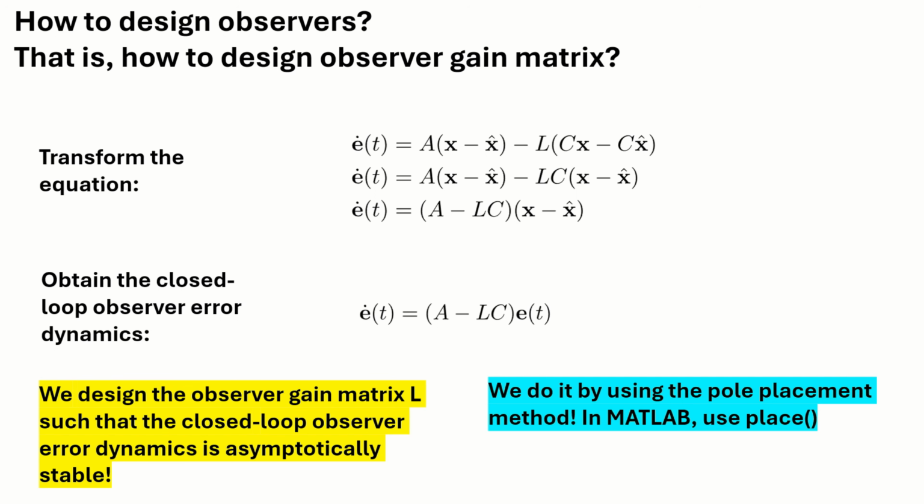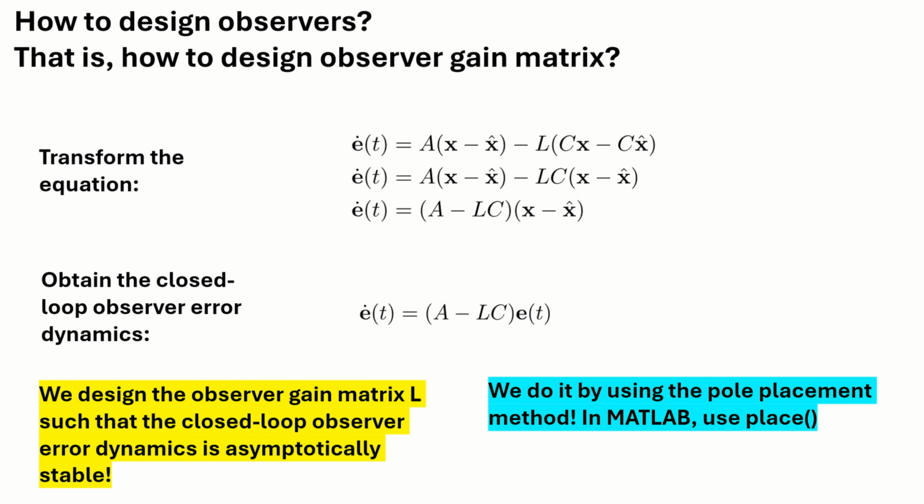So how do we find the matrix L? We simply can use the pole placement method to select the poles of the matrix A minus LC. And in MATLAB, we will do it by using the place function. So here is the goal for our simulation. First of all, we are going to pick a test example.